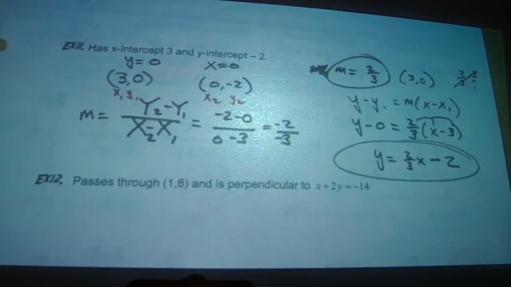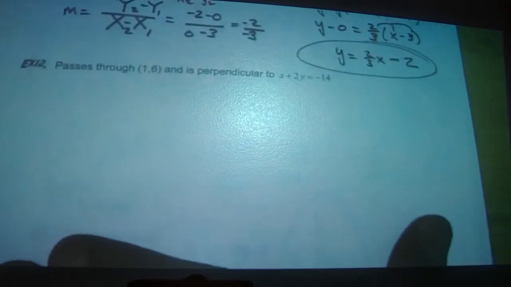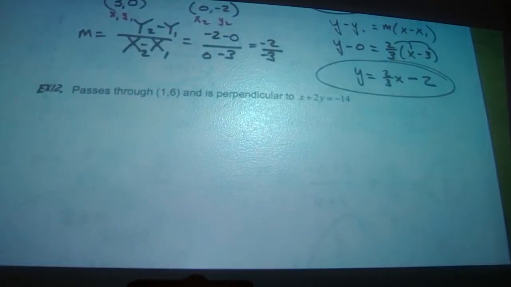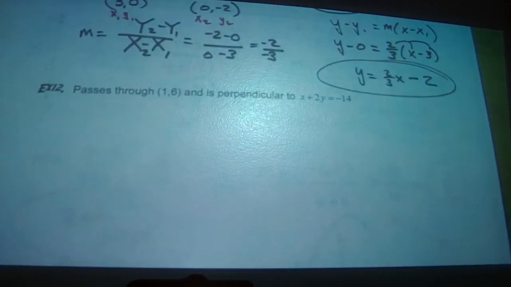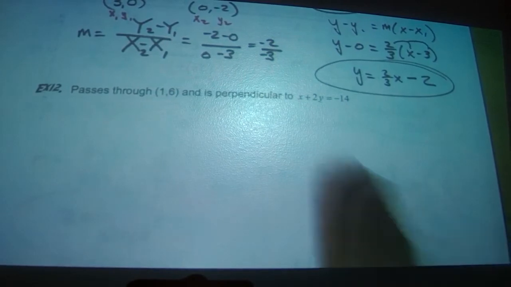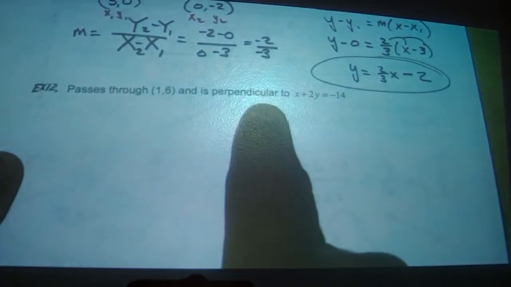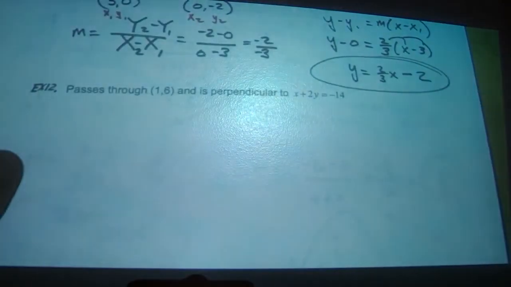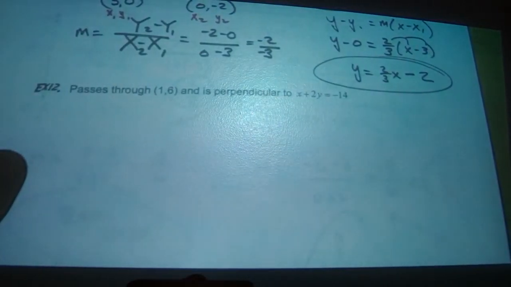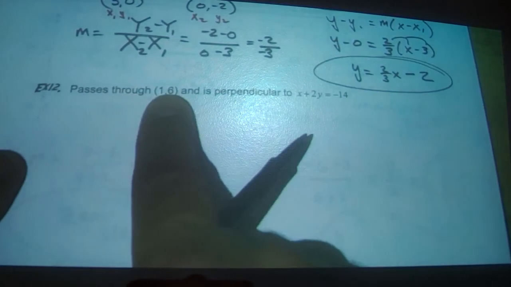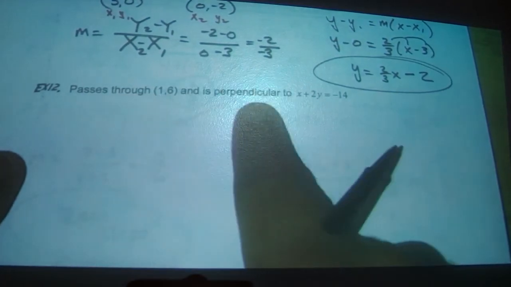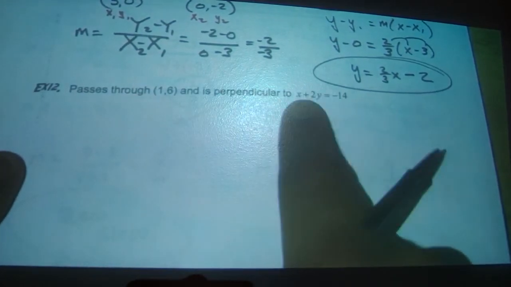Okay? Ladies and gentlemen, last but not least, I have one more example. This should, again, all be reviewed. You guys have seen this in algebra. You've seen this in geometry. You saw this in algebra 2. This is the last and hardest of everything. If you think this one, number 12, is easy, then you're going to be fine with this chapter. Okay? So they have a point, 1, 6, and it's perpendicular to this guy.